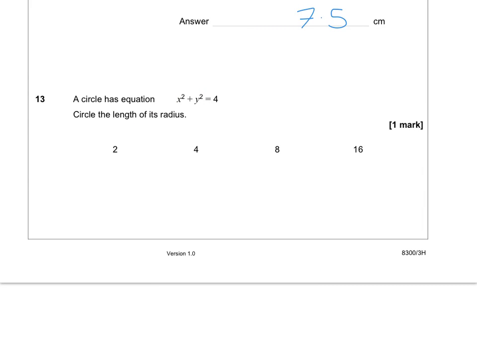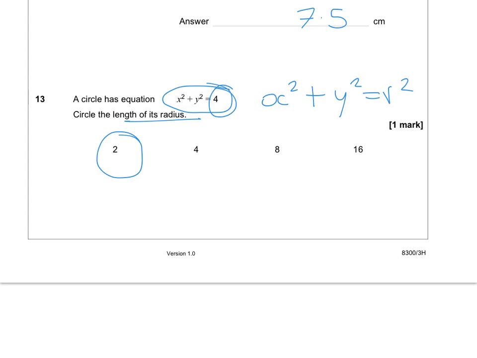Question 13. A circle has equation x squared plus y squared equals 4. Calculate the length of its radius. The equation of a circle is x squared plus y squared equals its radius squared, so the radius squared must equal 4, which means the radius is 2.